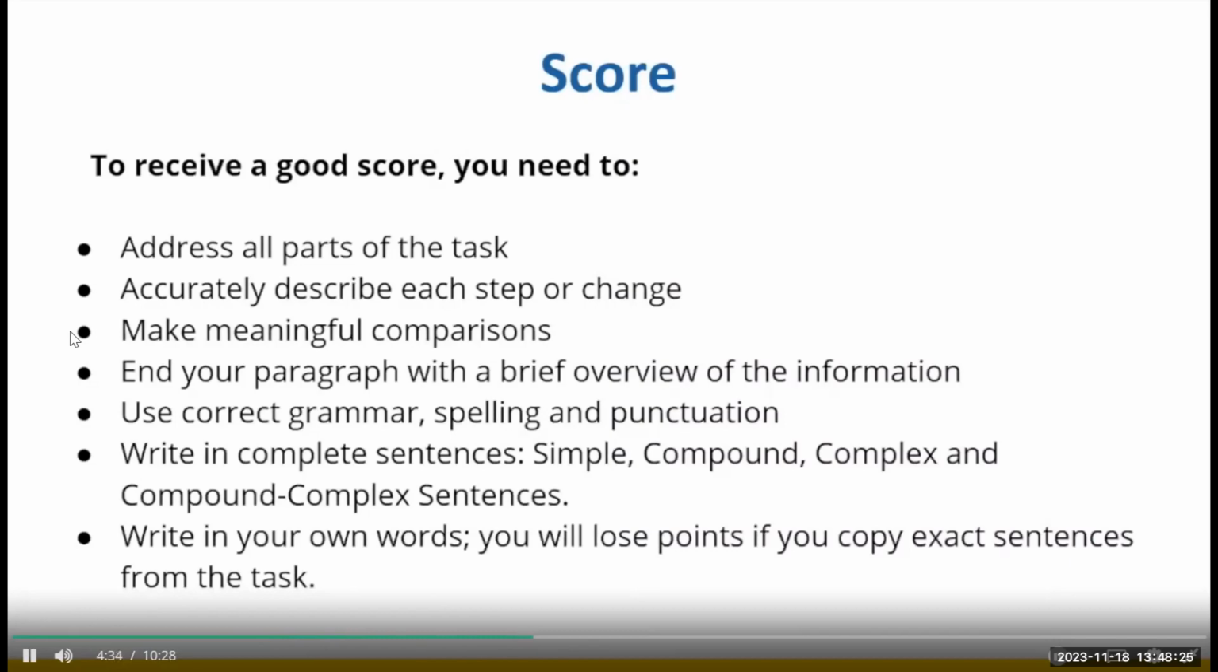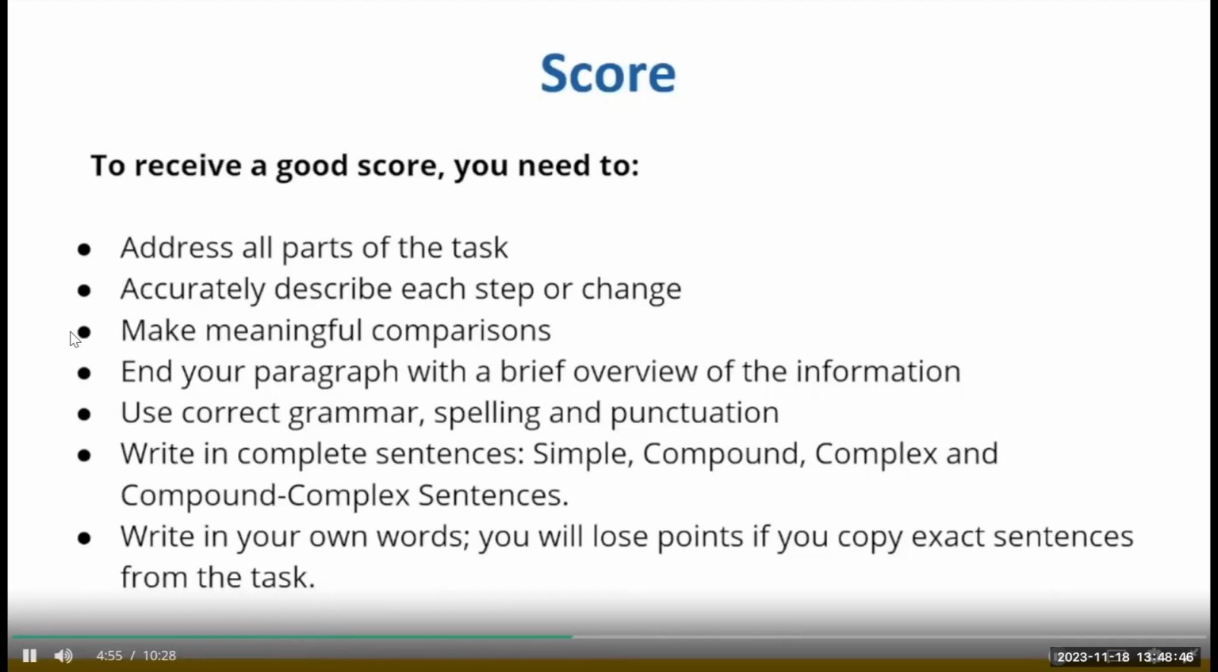Again, in order for you to get a better score, make sure you have 4 different types of sentences that we discussed earlier, such as simple, compound, complex, and compound-complex sentences. Having those sentences will really help you to boost your score. So try to make sure you have at least one of each.